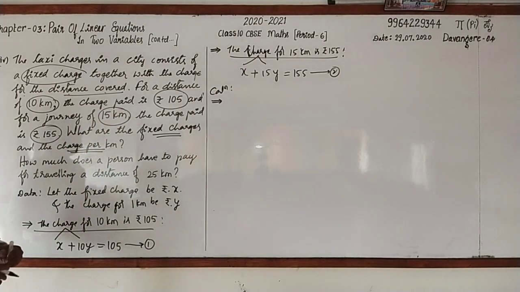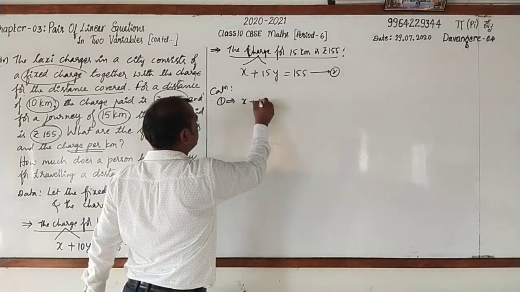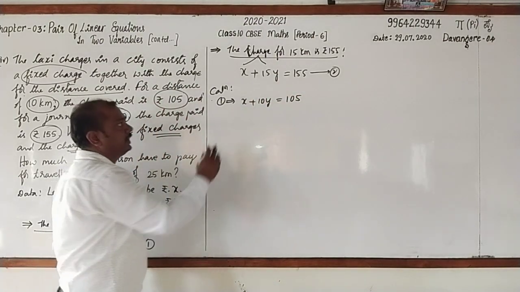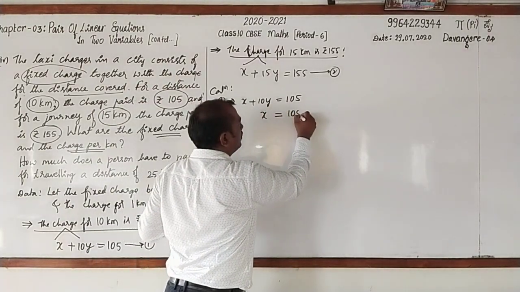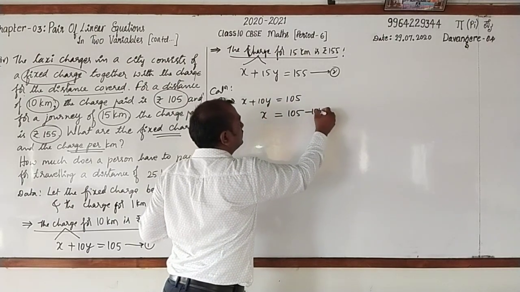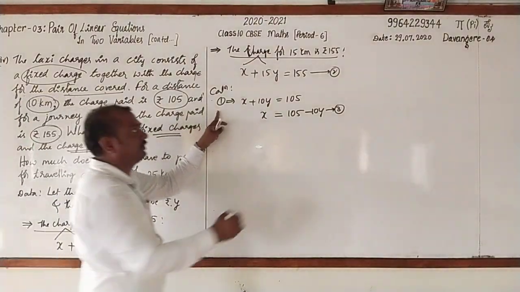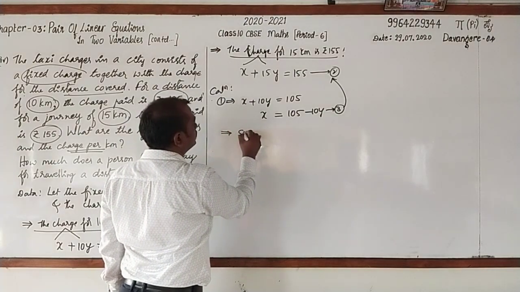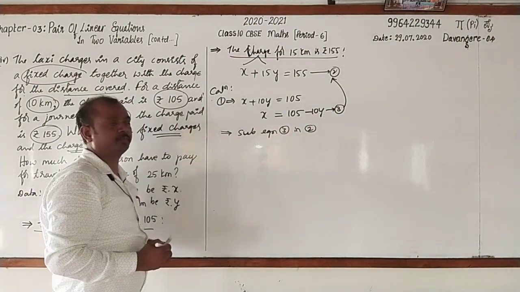We have two equations. Go for choosing any one. Let me take the first one only. It is X plus 10Y is equal to 105. Solve for any one variable. I go for X because its coefficient is just 1. X equals 105 minus 10Y. Call it 3. 3 is obtained from 1. Hence substitute this in 2. Substitute equation 3 in 2.